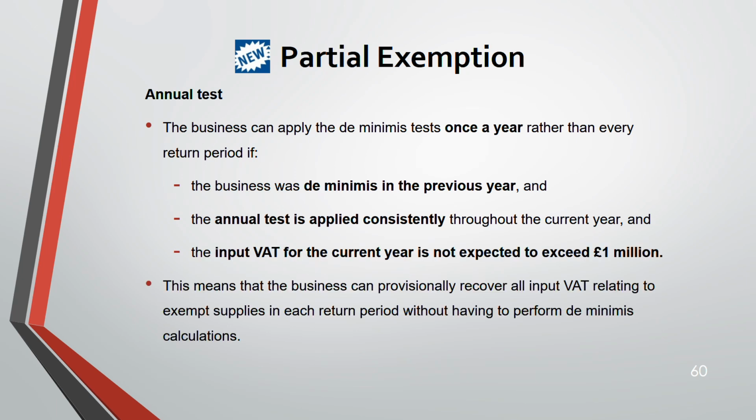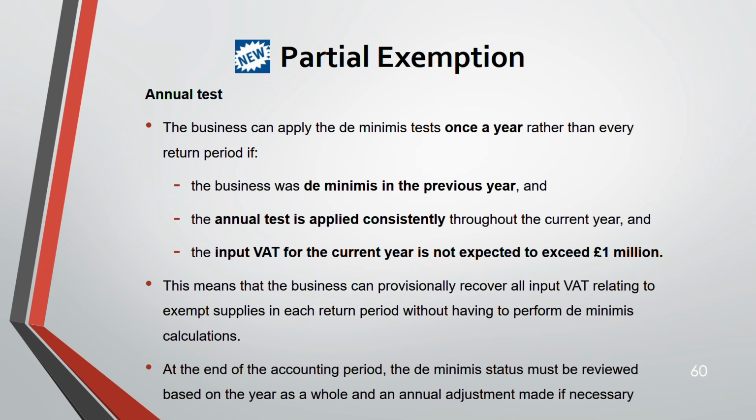This means that the business can recover all input VAT relating to exempt supply in each return period without having to perform a de minimis calculation. At the end of the accounting period, the de minimis status must be reviewed based on the year as a whole and an annual adjustment made if necessary. Now let us do questions on this area.